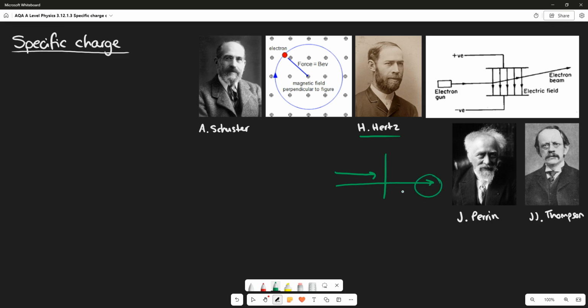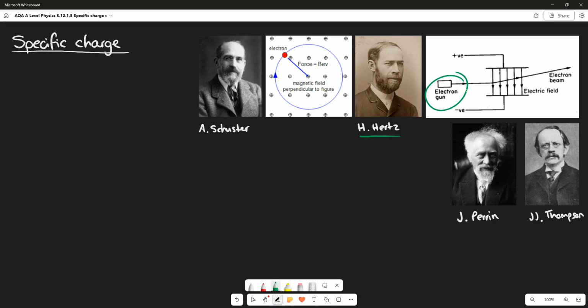But he didn't understand that electrons are so small that they were able to pass through the gaps between the atoms in the foil and make their way through. Heinrich Hertz's experiment was using an electric field to try to measure the deflection of these charged particles or waves as they went through this electric field. So this is the technique that he used.